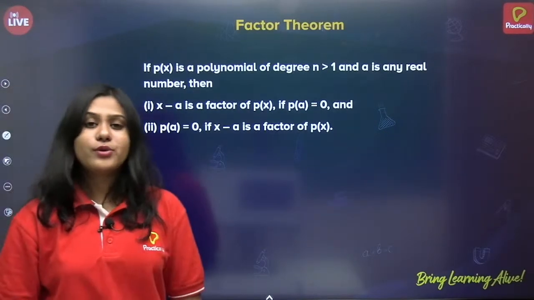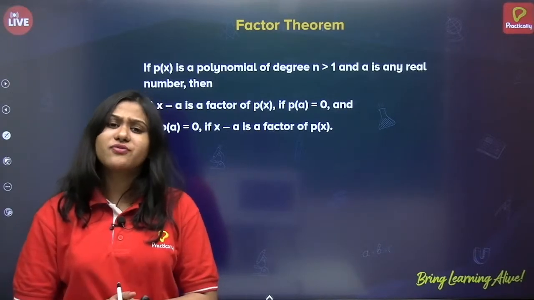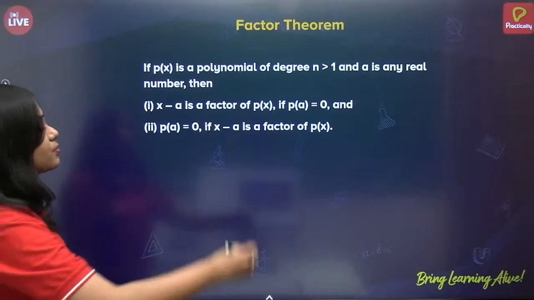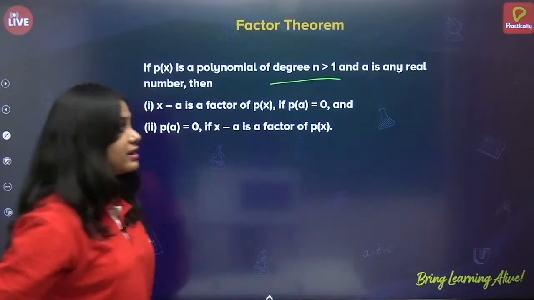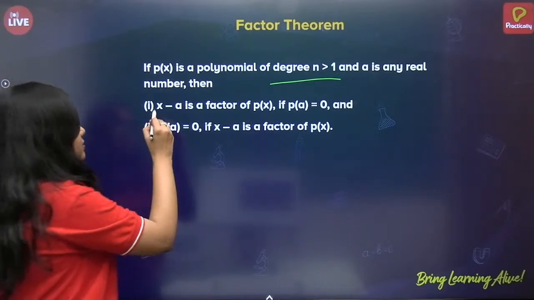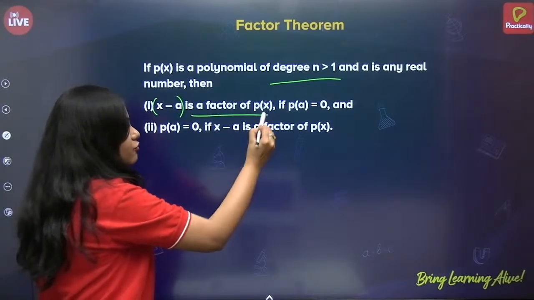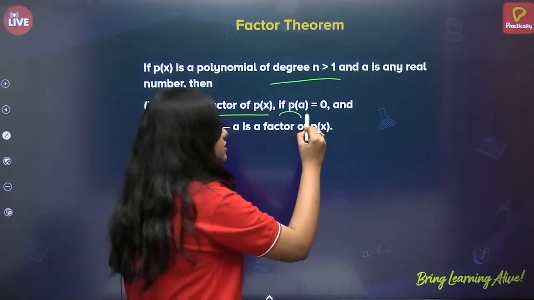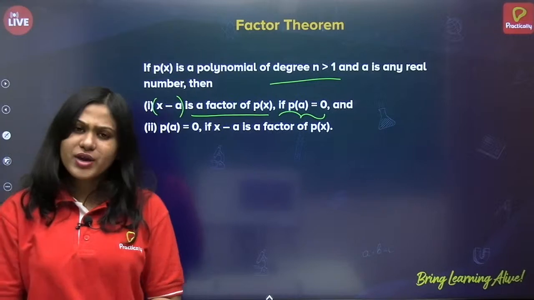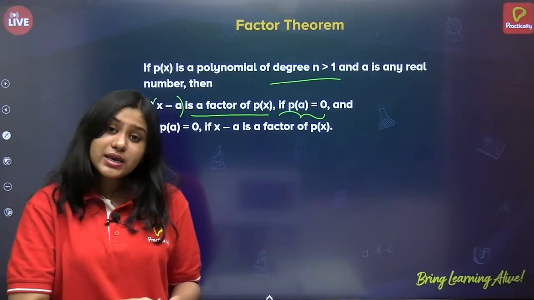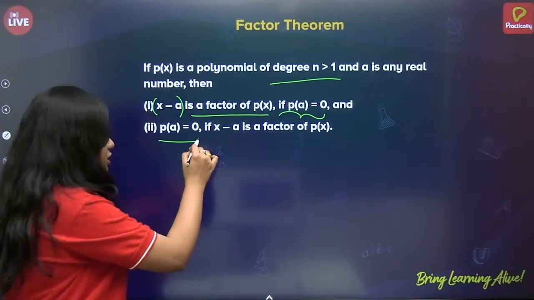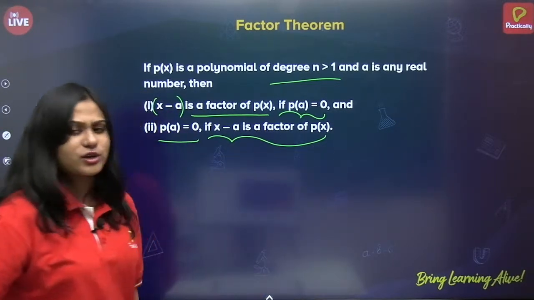Factor theorem. Now we are done with the remainder theorem. But what is the factor theorem? This is also very easy. If P of x is a polynomial of degree n greater than 1 and a is any real number, then x minus a is a factor of P of x if P of a is equal to 0. It is just the reverse, correct? If P of a is equal to 0, x minus a is a factor of the polynomial, and P of a is equal to 0 if x minus a is a factor of P of x.